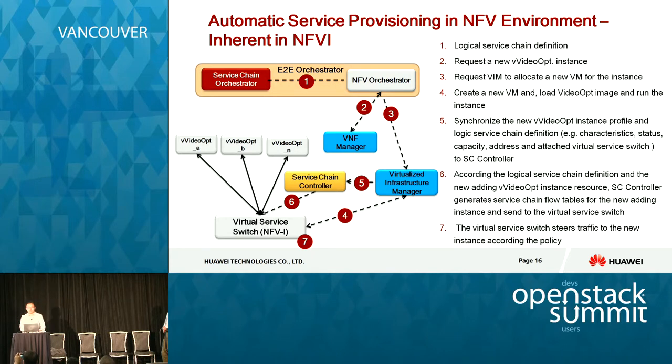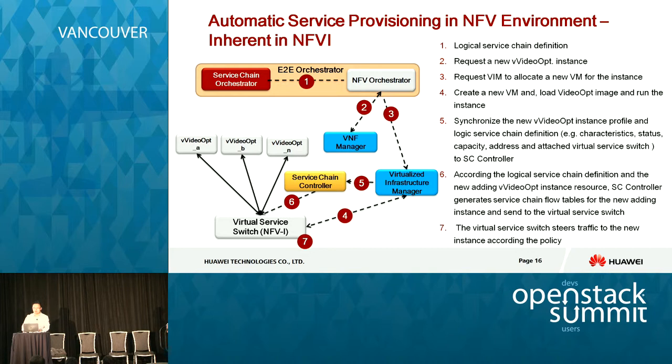Okay, here I want to explain a little bit about the flow of automatic service provisioning in an NFV environment. First, a user can use the E2E orchestrator to logically define the service chain. Then the user will request a new VNF to run that value-added service. Then the second step is to request a new VNF instance. The third step would be to request the VIM, typically OpenStack, to allocate a new VM for that instance. The fourth step would be to create a new VM, load a certain image and spawn that instance. The fifth step would be to synchronize the VNF instance profile and logical service chain definition, for example characteristics, status, capacity, address, and attached virtual service switch, to the SC controller, the service chain controller.